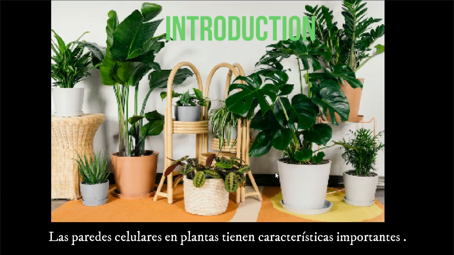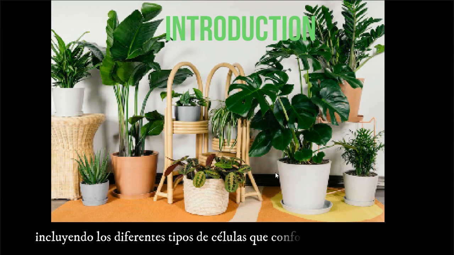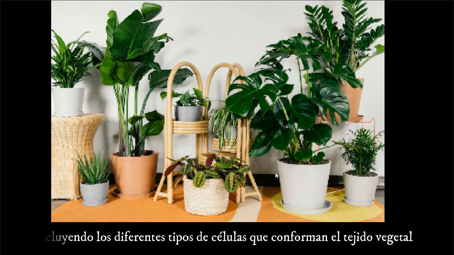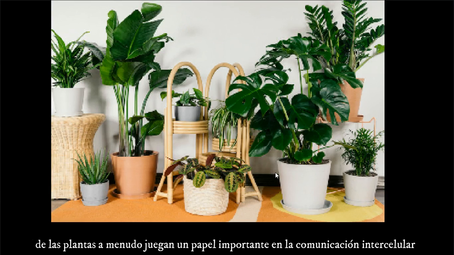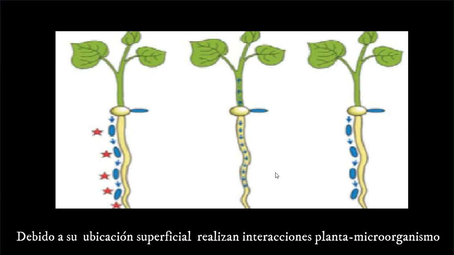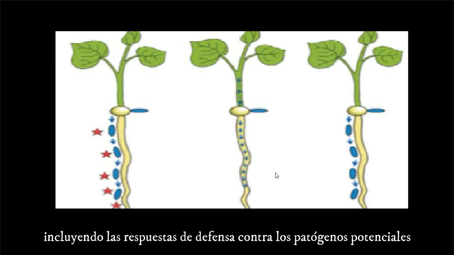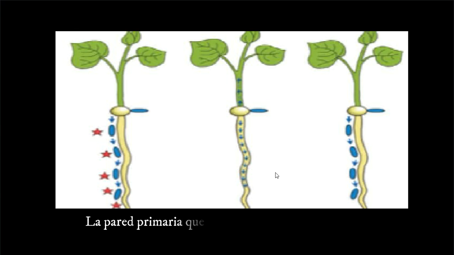Cell walls in plants have important characteristics, including the different types of cells that make up plant tissue and the formation of the interface between adjacent cells. Cell walls of plants often play an important role in intercellular communication because of their surface location, performed plant to plant, in interactions with microorganisms, including defense response against potential pathogens.